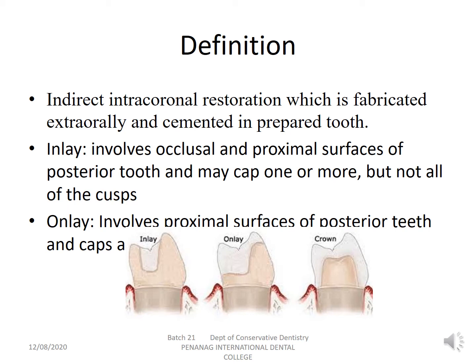Coming to a crown, it is again a cast metal restoration also. So here it involves the entire surface of the tooth. Okay, it covers the entire surface of the tooth from all the sides, that is buccal, lingual, mesial, distal, all the surfaces, and extends up to the gingival margin. So that's the difference between a crown as well as an onlay.